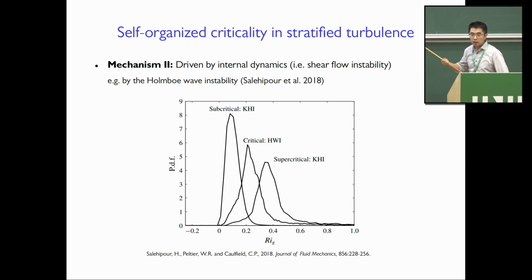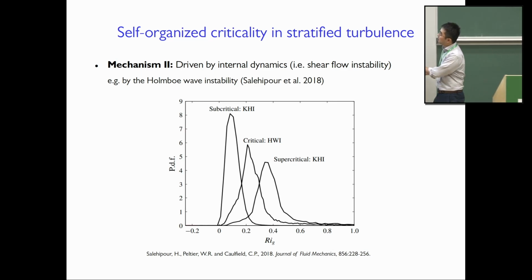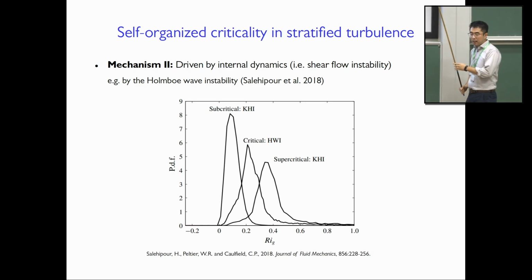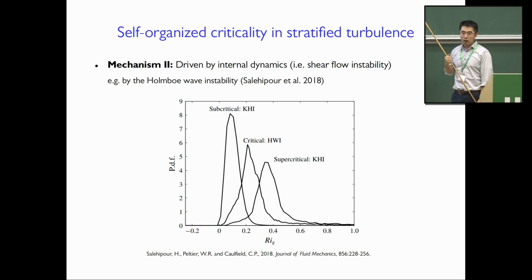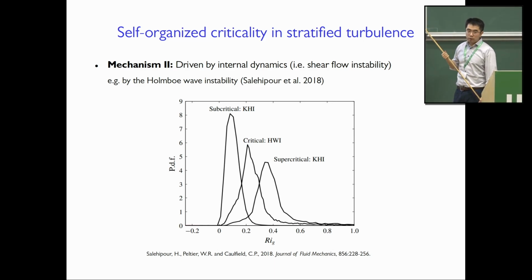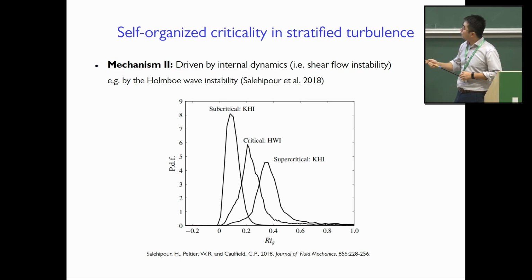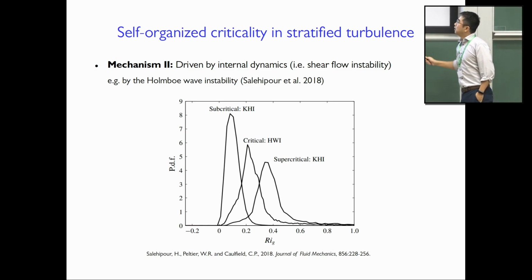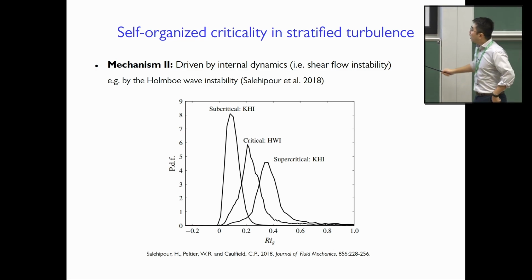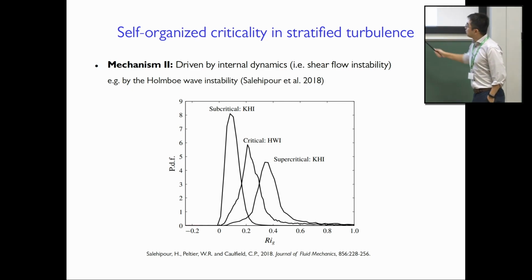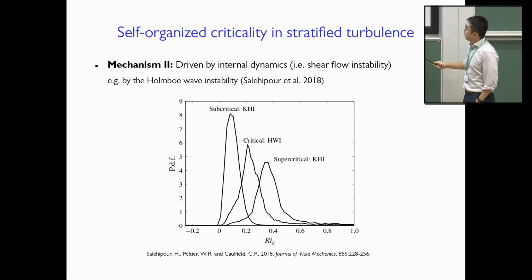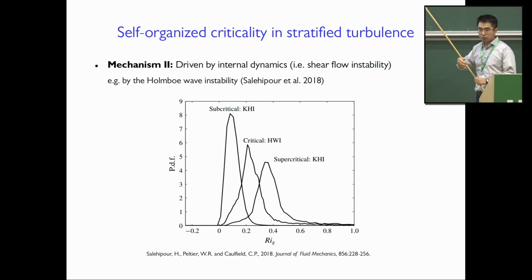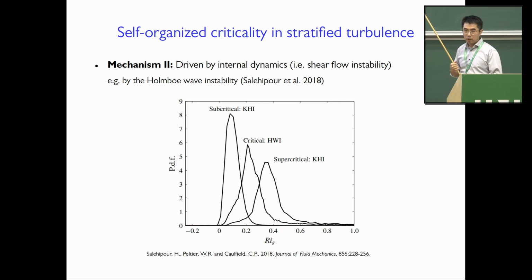Okay, so people have looked at, Salehipour et al. has looked at this PDF of Ri in different types of shear-driven turbulence. And the striking thing they found is if you are working with Kelvin-Helmholtz-like shear instabilities, your Ri will not center around the quarter magic number. But only in that Holmboe wave regime, you get this sort of clustering behavior in terms of Ri.